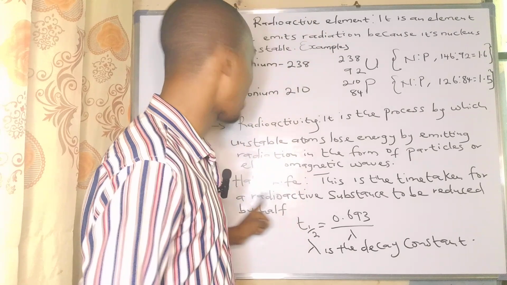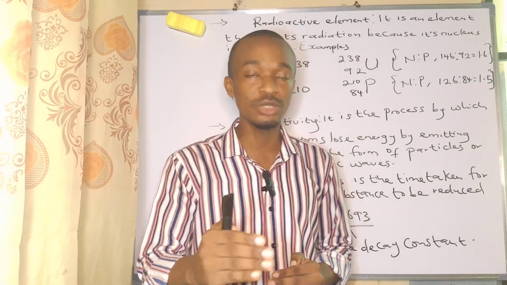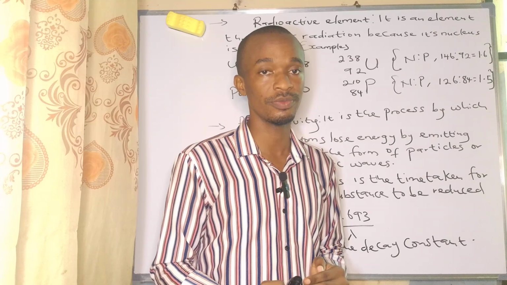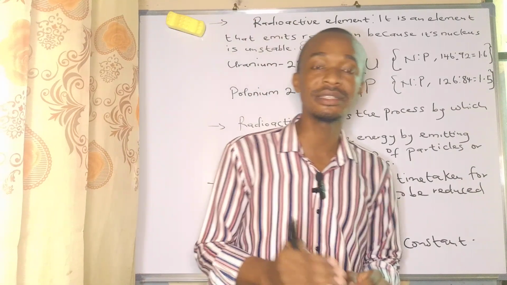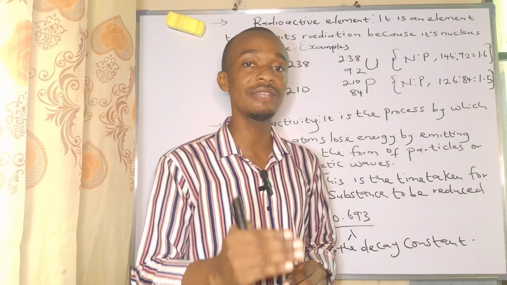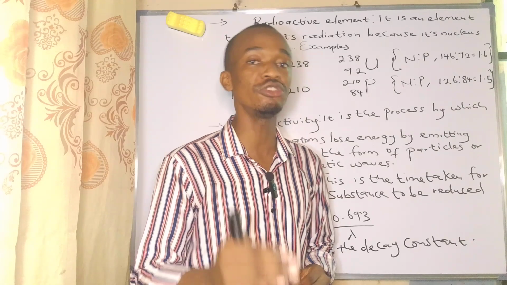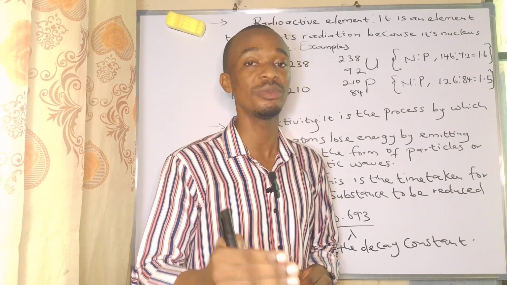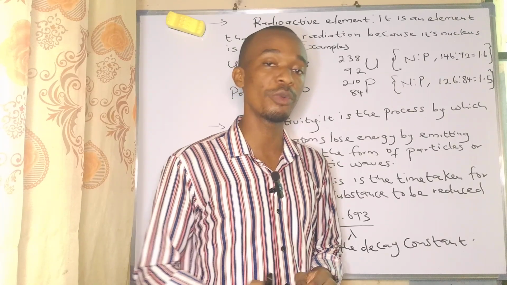So lastly, let's talk about half-life. I told you that when a radioactive element emits radiation, it will change. It will reduce. So what is half-life? Half-life is the time taken for a radioactive substance or an unstable element to be reduced by half. The time taken for an unstable element to be reduced by half is what we call half-life.